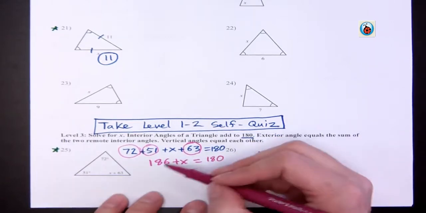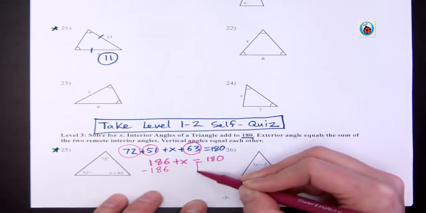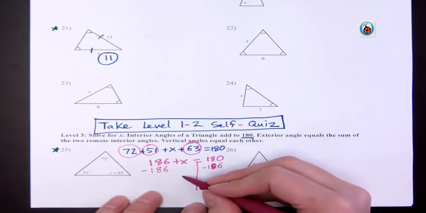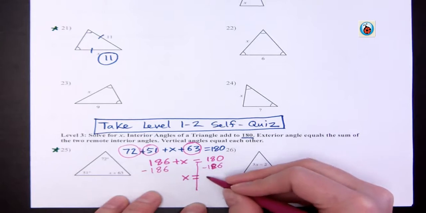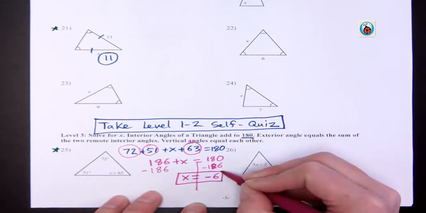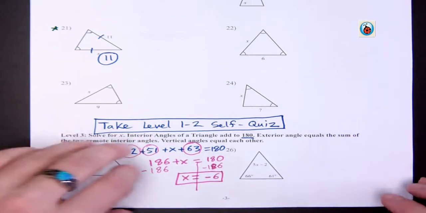And then it's joined with a plus sign, so I subtract 186 from this side of my equation, 186 from this side of my equation, and get x equals -6. And that's my answer. So you'll do the same thing for those next few problems.